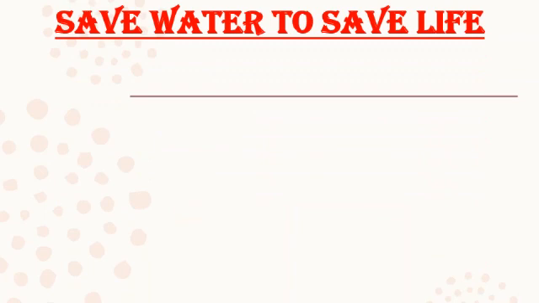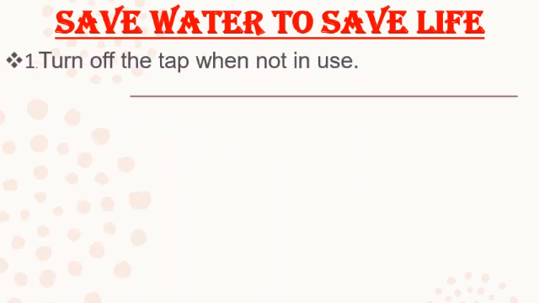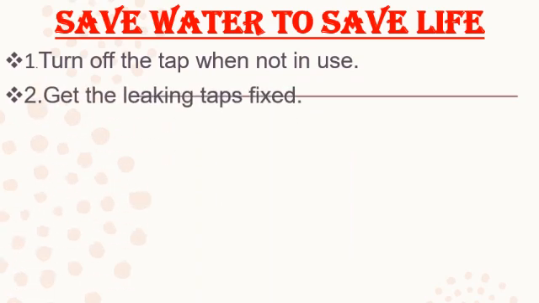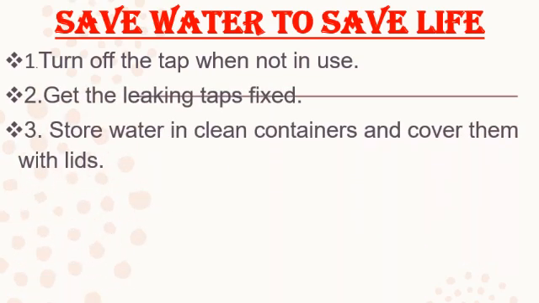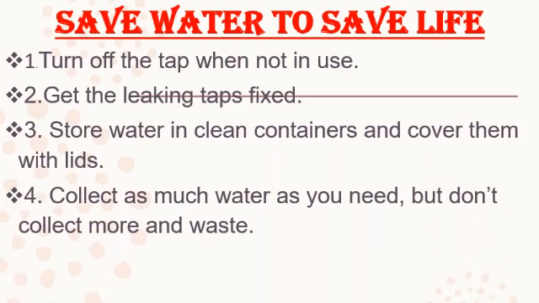Save water to save life. Very important. We should save water. So for saving water, what can we do? Turn off the tap when not in use. Get the leaking taps fixed. Store water in clean containers and cover them with lids. Collect as much water as you need, but don't collect more and waste.